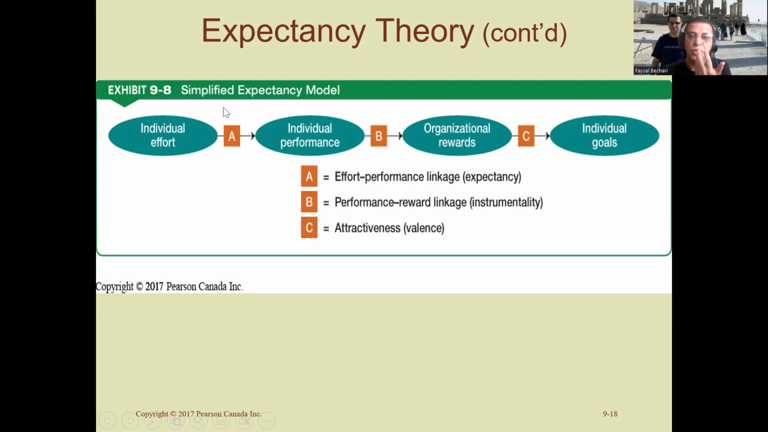Sometimes they tell you you're not going to get anywhere. Actually, they think this is a break between individual effort and individual performance. Sometimes they tell you, well, you're not going to be recognized. And that's a break between individual performance and organizational reward. And sometimes somebody comes in and says, whatever you're doing is not worth it. And that really is organizational reward connected to individual goals. So these are the processes of expectancy theory.